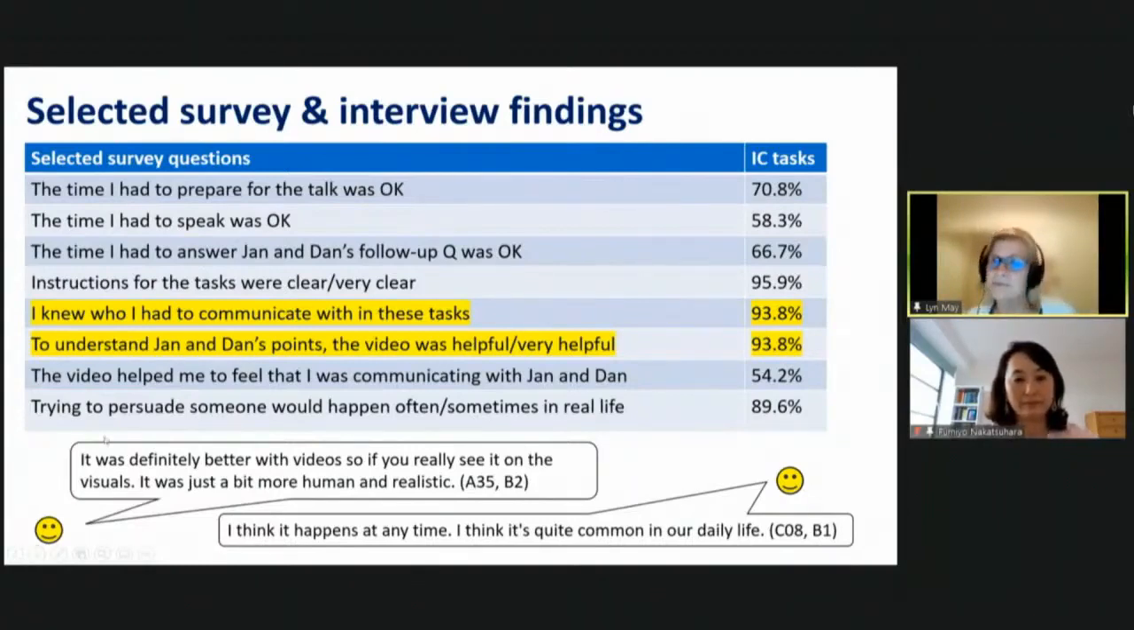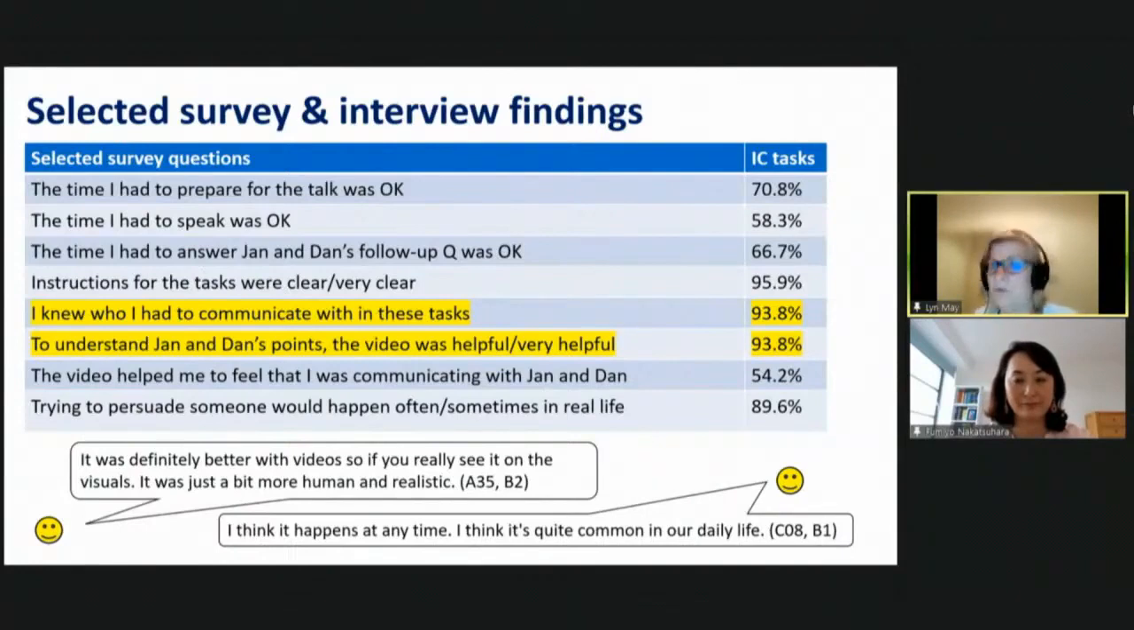And we felt that this was related to the second point that I've highlighted there, which was "to understand Jan and Dan's points, the video was helpful or very helpful." And again, almost 94% of candidates agreed with that. So we tried to make it as authentic as possible within the confines of a very simply designed semi-direct speaking test. But we felt that feedback was very promising.